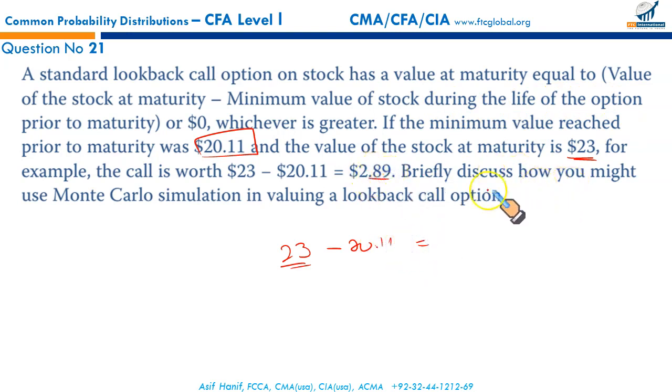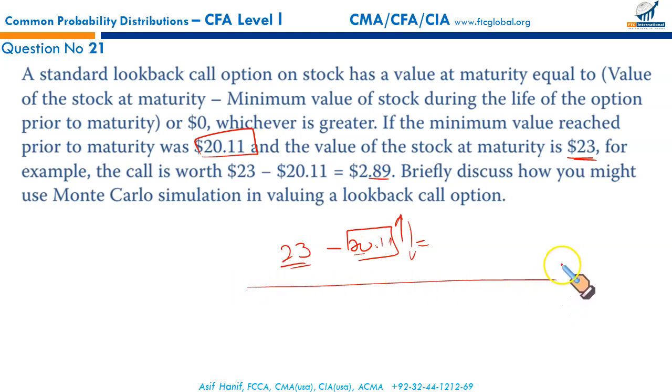Briefly discuss how you might use Monte Carlo simulation in valuing a look-back call option. In Monte Carlo simulation, we generate probability distributions. This is what can be varied. Varying the minimum value of the stock during the life of the option and calculating the terminal value of the option, and then discounting it at a certain rate will give you the result for one trial.